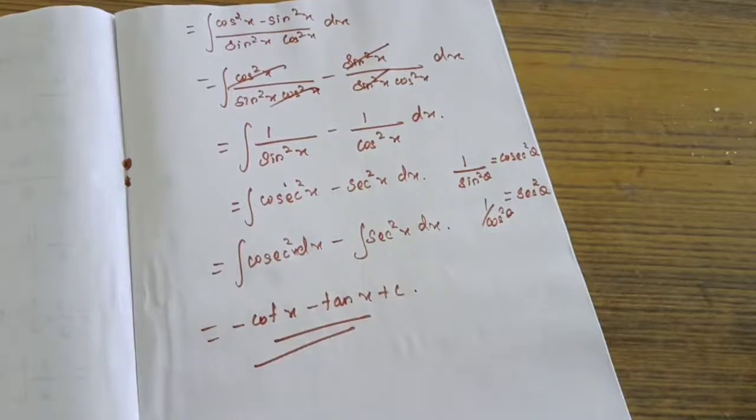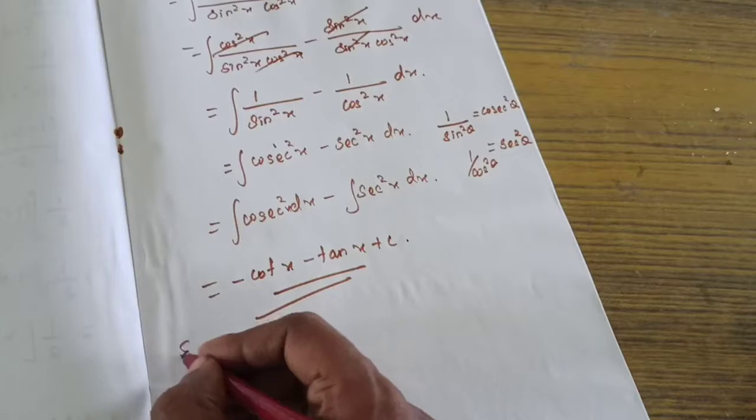Understand? So the integration of cosecant square x is minus cot x. The integration of secant square x is tan x. Okay. Now I applied the formulas. Understand? Have you got it? So one more question we can do.